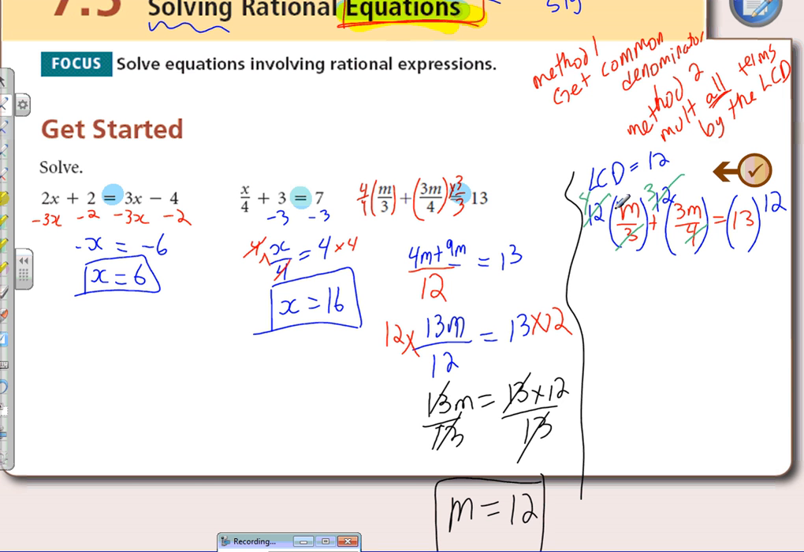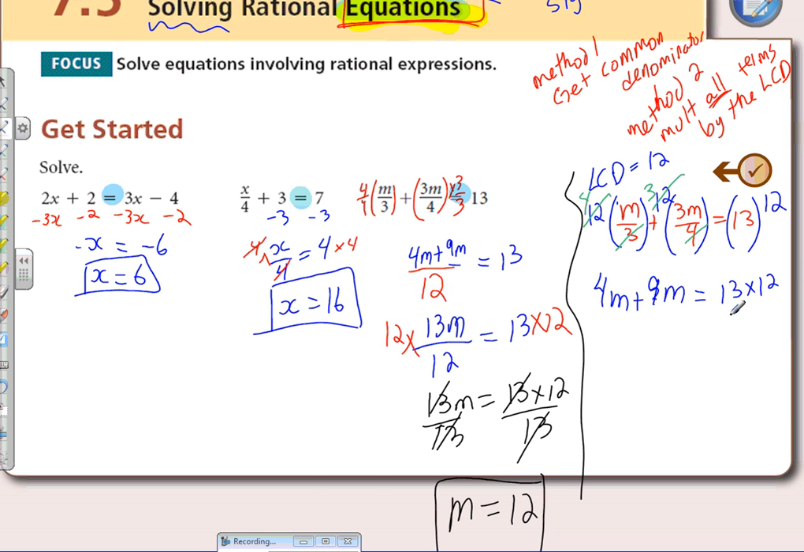So now let's write what we have left here. I've got 4m plus 3 times 9m is equal to 13 times 12. Notice that that's the same thing that you're getting here. It's just two different ways of showing the same thing happening. Whichever way makes more sense to you, use that one. I'm going to focus on method number 2 when I show the work all the way through.